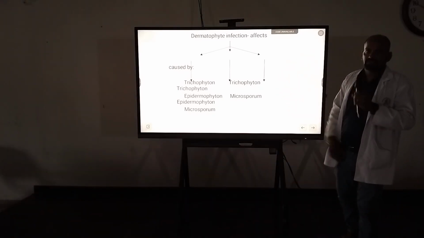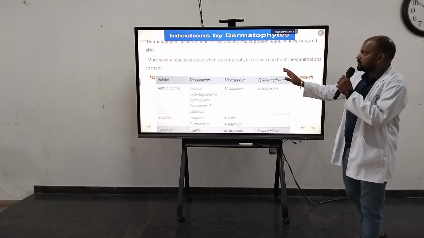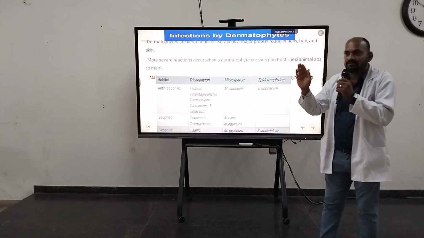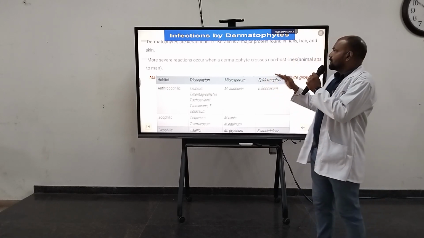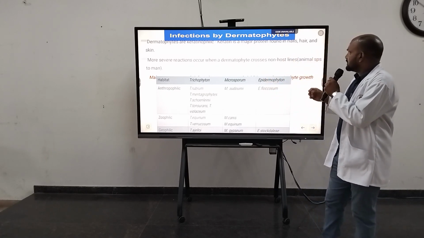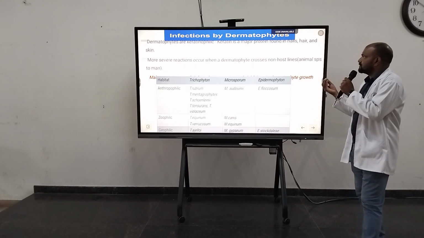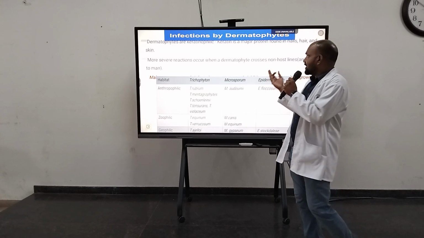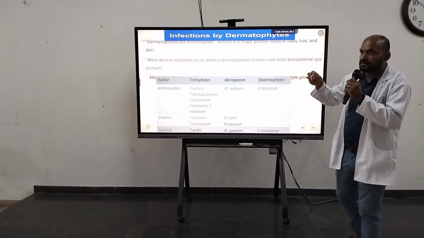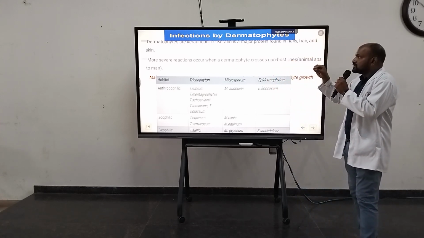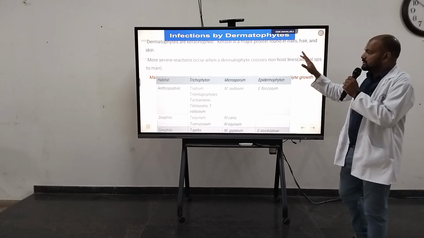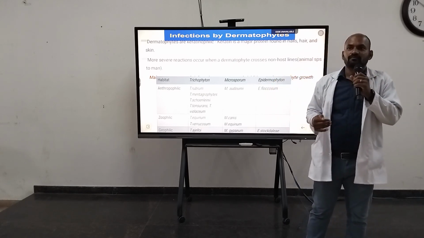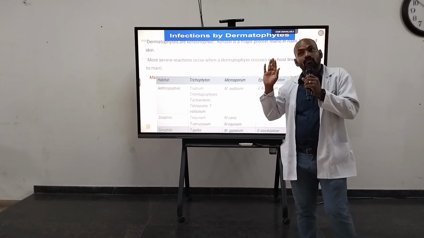As I told you, dermatophytes are keratinophilic fungi which infect keratinized tissues, mainly our superficial skin, which is made up of the protein keratin. All the superficial areas, skin, nail, and hair, are made up of keratin, and the dermatophytes infect these superficial areas. These infections can occur from zoonotic sources and can be very severe.